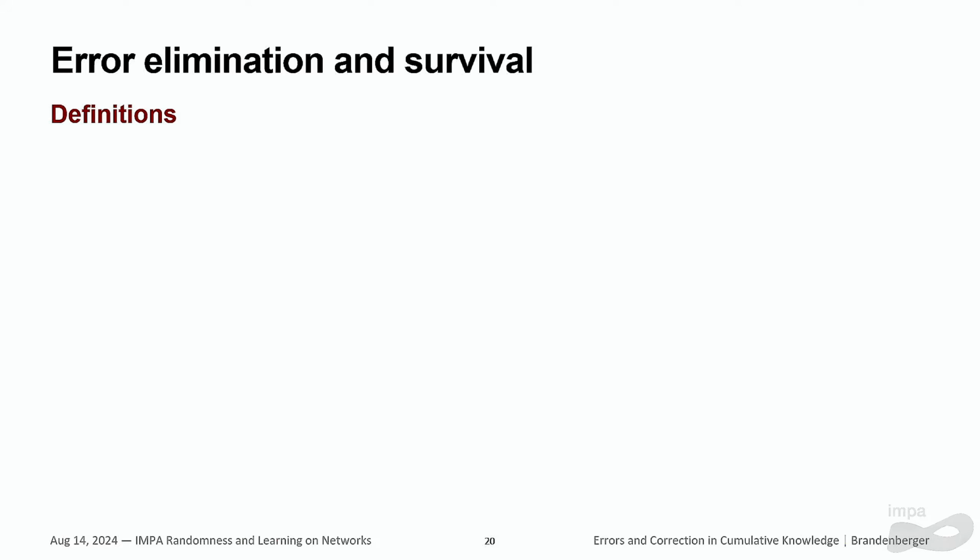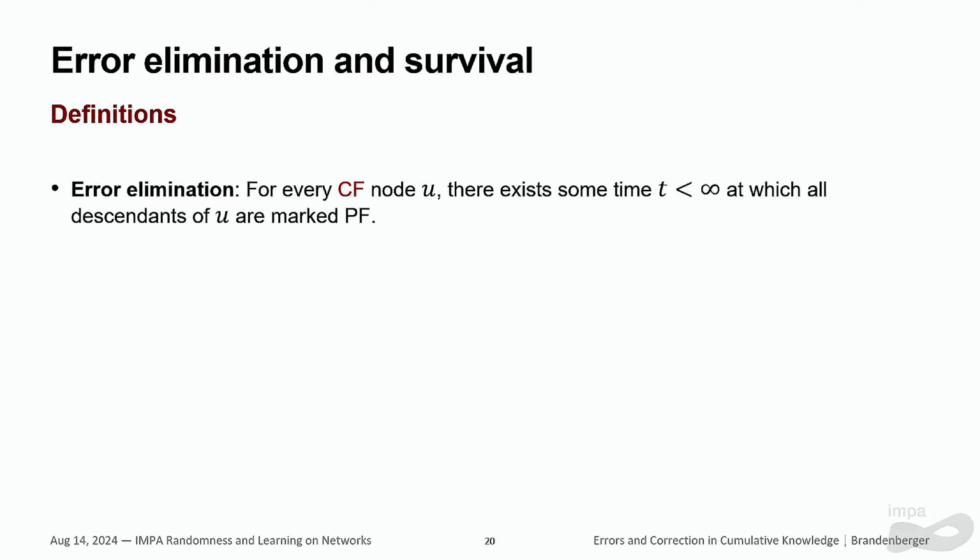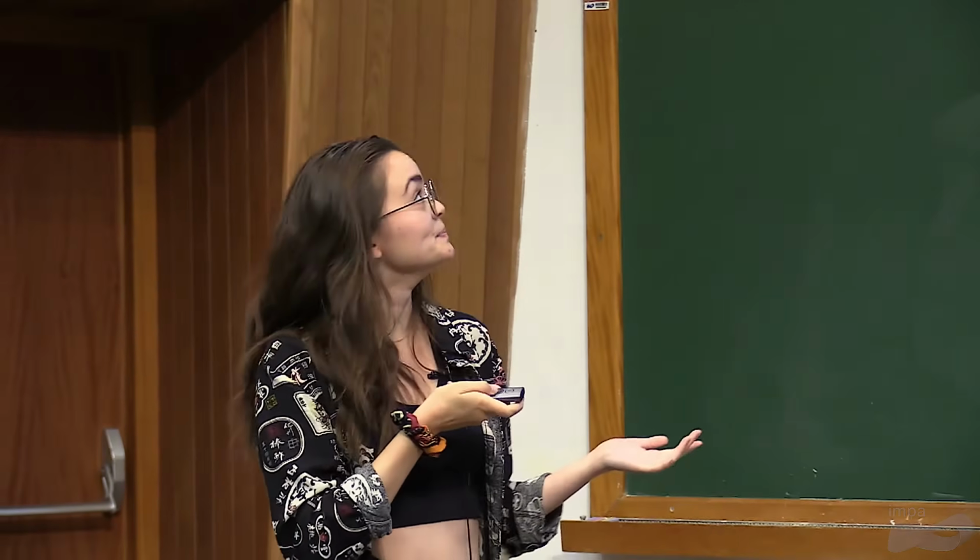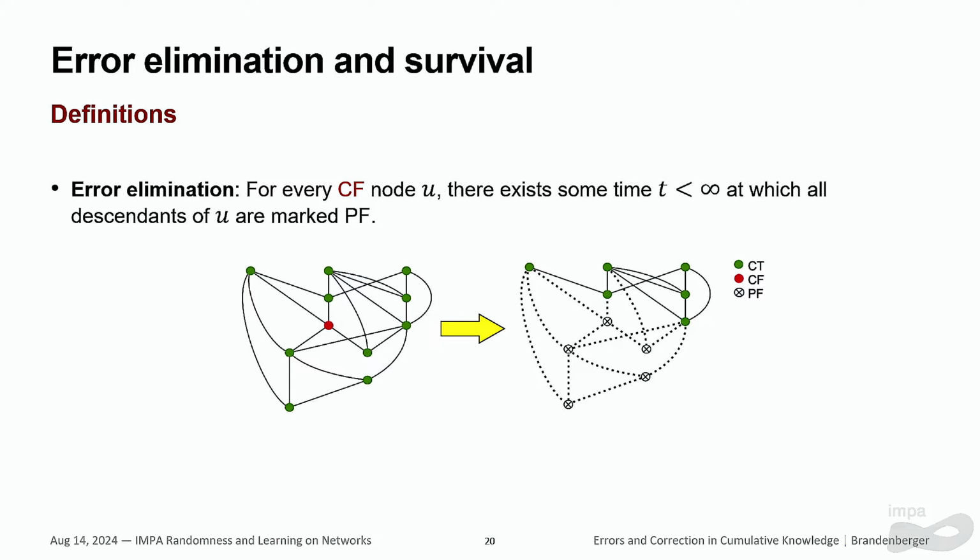So formally, we define error elimination to be: for every CF node in the DAG, there exists some time for which all of its descendants are marked PF. So all of its descendants are essentially caught, and its subdag stops reproducing. So this is essentially what it means. You have this node U, and at some time, all of its subdag here is marked PF and stops reproducing anything.